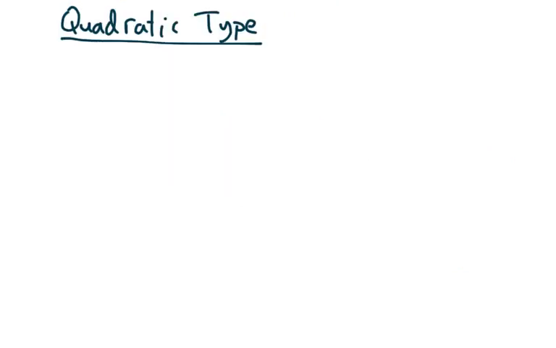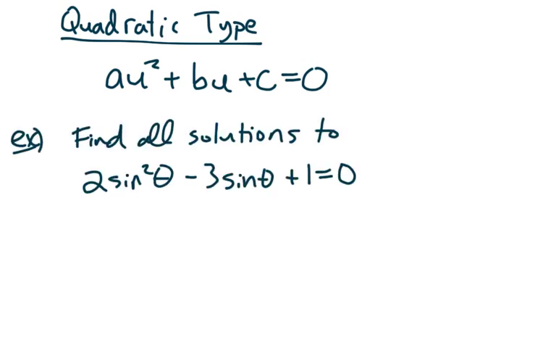The next thing we want to do is the big deal. Trigonometric equations of quadratic type. What does that mean? That means that after performing a substitution, you can get your equation to look like a quadratic equation in a new variable. So you've got a times some expression u squared plus b times that expression u plus c equals 0. For example, find all solutions to 2 sine squared theta minus sine theta plus 1 equals 0.